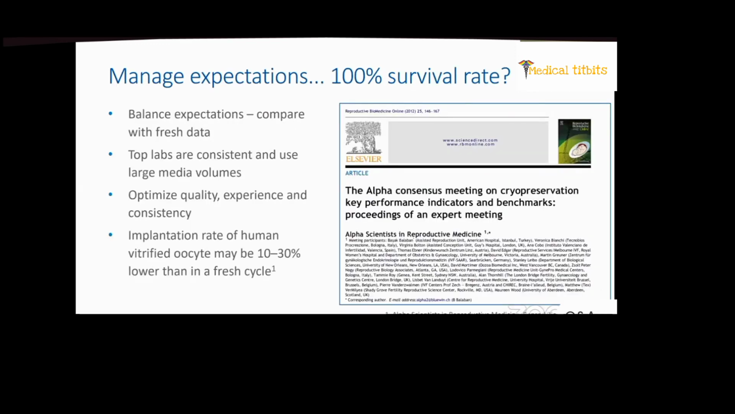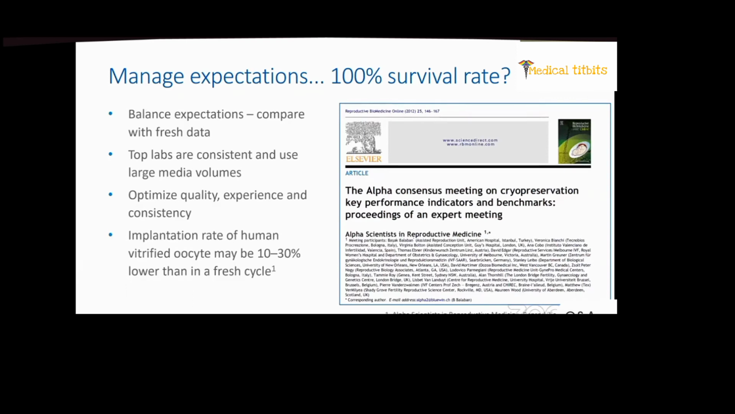When you implement a new technique in the laboratory, what results can you expect, and how can you manage these expectations? Expectations should be balanced, and results should be comparable with fresh data. For example, you can't expect a 70% clinical pregnancy rate in vitrification cycles if the clinical pregnancy rate in fresh cycles is below 20%.